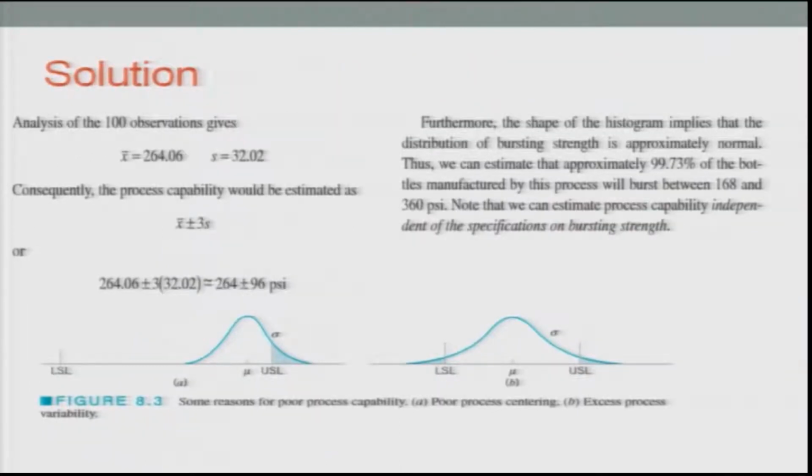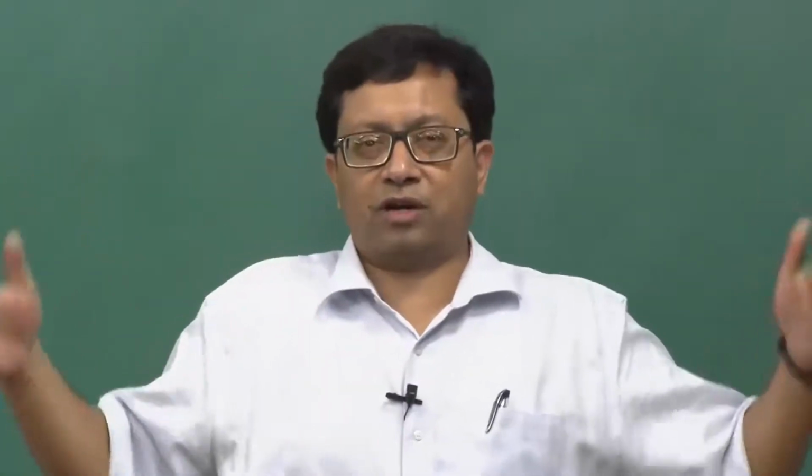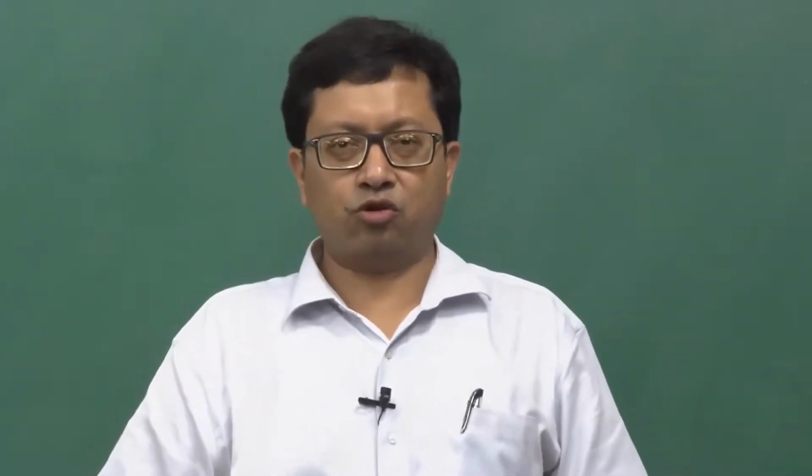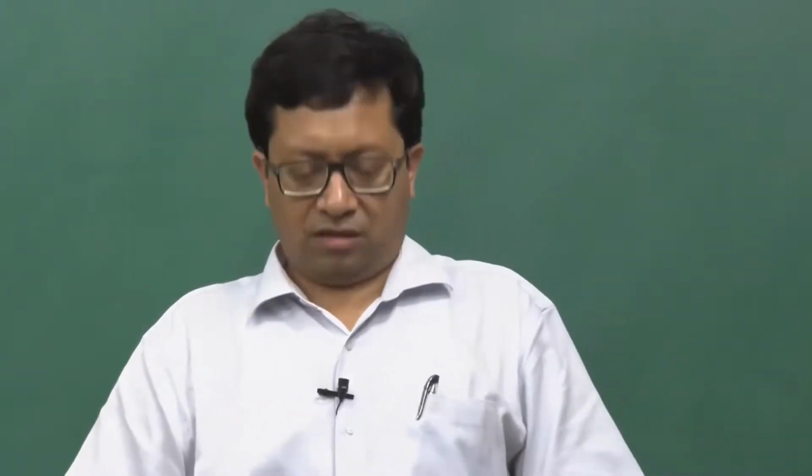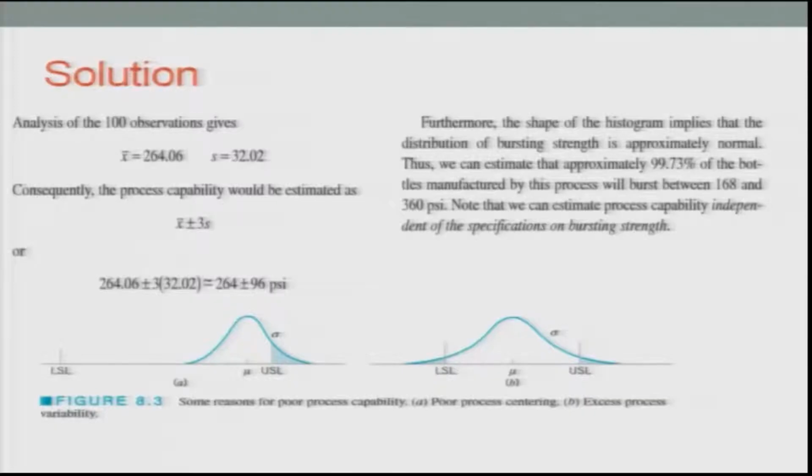So, analysis of 100 observations gives you the central value, which is x bar, 264.06, and S, the standard deviation, comes out to 32.02. Consequently, the process capability would be estimated at x bar plus minus the value of the level of confidence which you want to place, multiplied by the standard error. So, it will be x bar plus minus 3, where the overall coverage is about 99 percent, multiplied by 32.02, which is the standard error of the whole process.